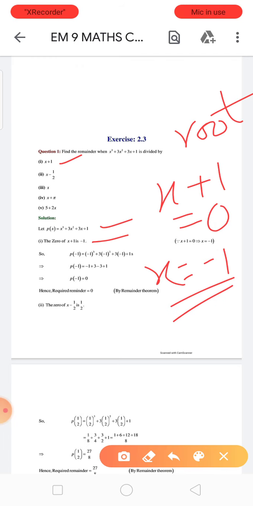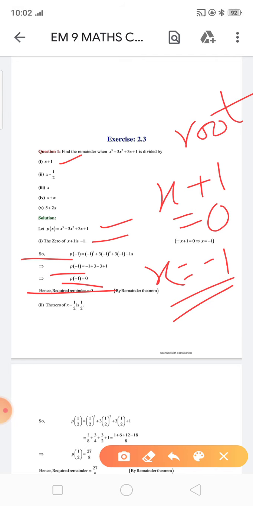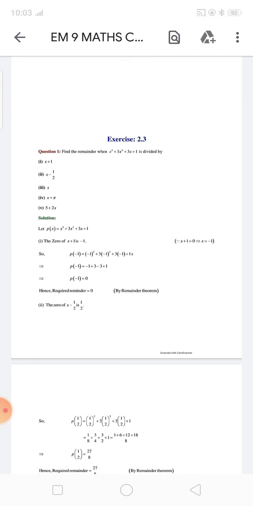For x = −1, substituting in our polynomial, we get p(−1) = (−1)³ + 3(−1)² + 3(−1) + 1. Simplifying, p(−1) = −1 + 3 − 3 + 1, and adding and subtracting, we get p(−1) = 0. So the remainder is 0. By the remainder theorem, when the polynomial is divided by x + 1, the remainder is 0.